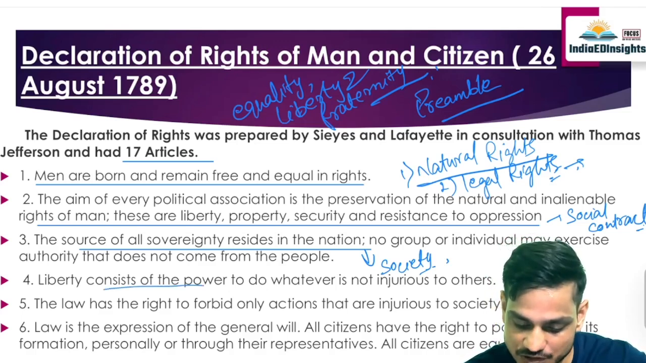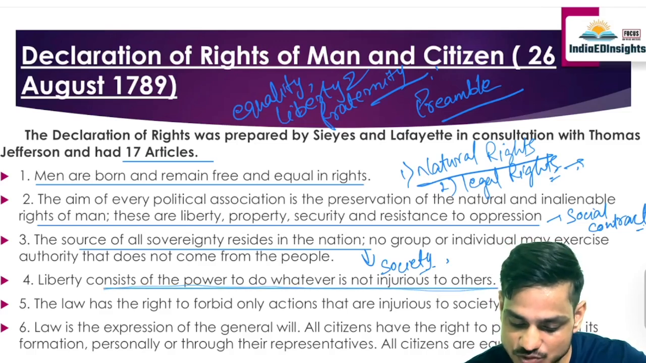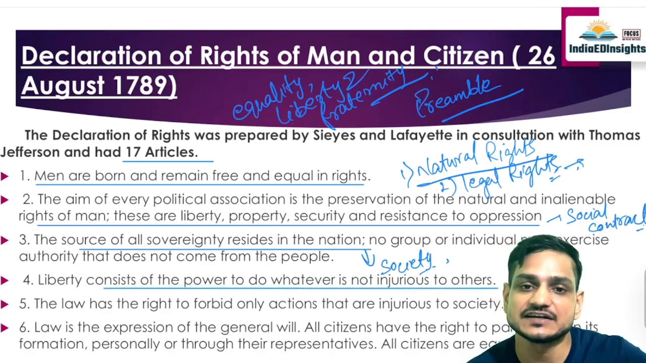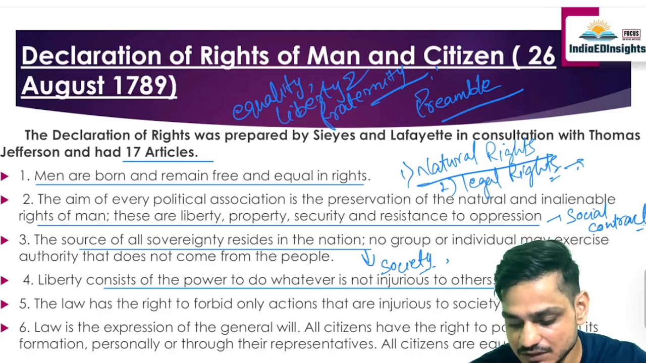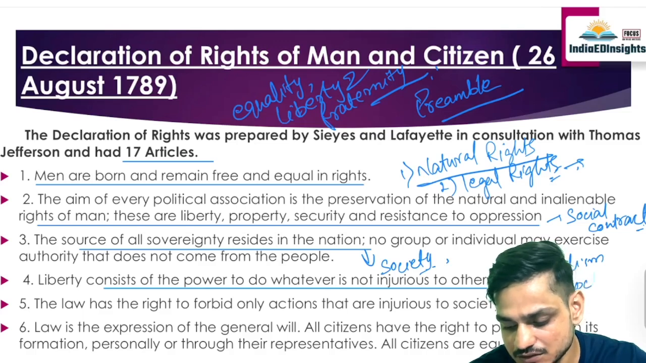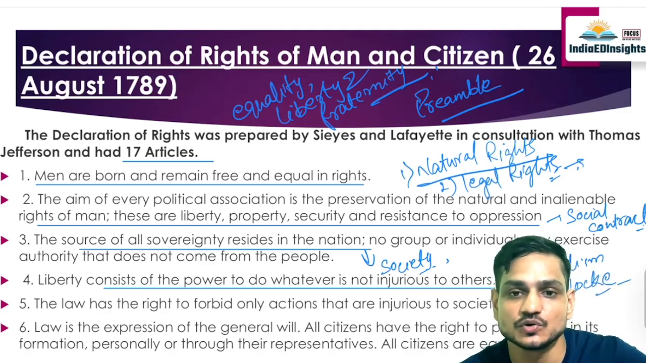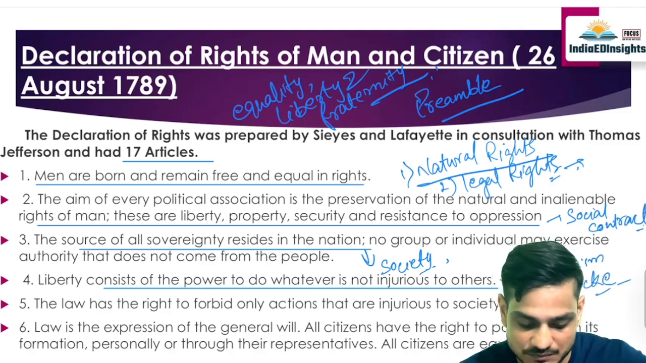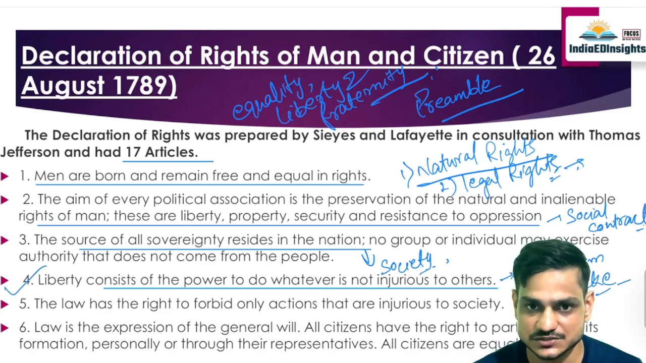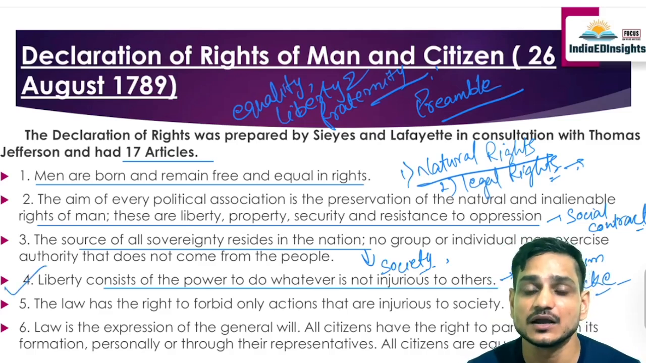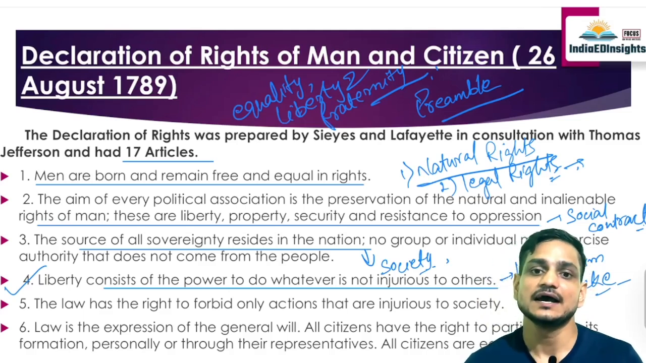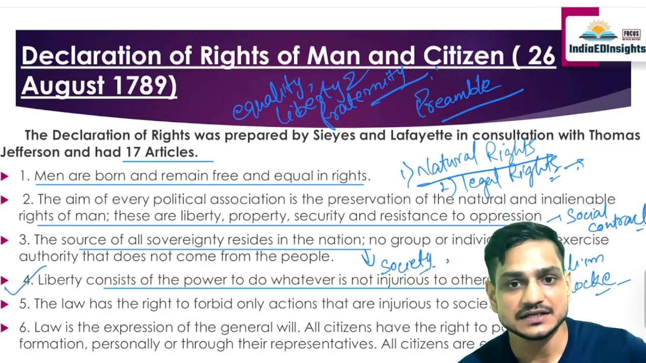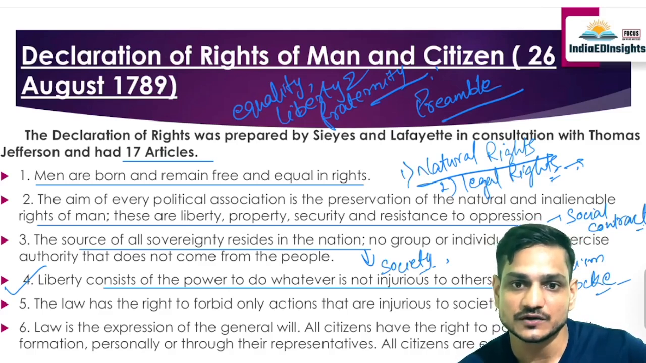Liberty consists of the power to do whatever is not injurious to others. It means anyone can do anything, the idea of liberalism, the idea of liberalism of John Locke, which was presented in the fourth article. It means if I am not harming anybody, then I can do anything. So liberty consists of the power to do whatever they want to do.